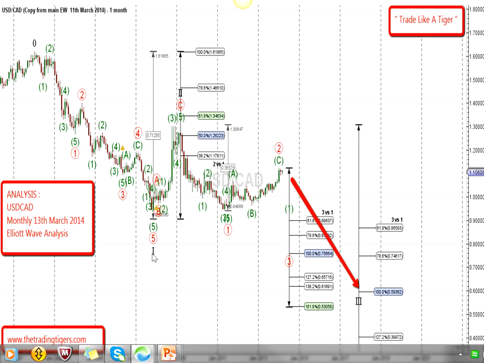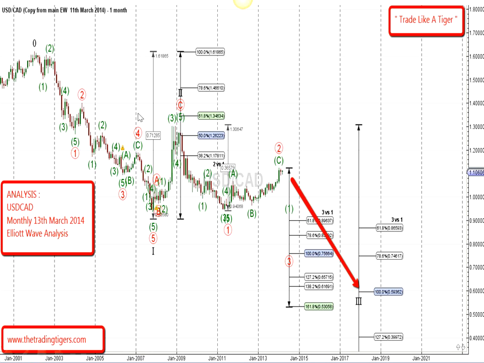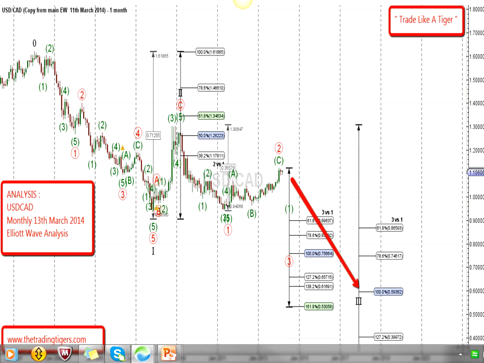So the cycle degree has finished its wave 2, which came here, and the date it finished was March 2009, reaching the 61.8 level, and we're taking it down now to its wave 3. We've projected its wave 3 to come down here to 59.32, and in terms of a pip value from current price, that is quite significant. From current price, taking it down, we're looking at about 5,000 pips.